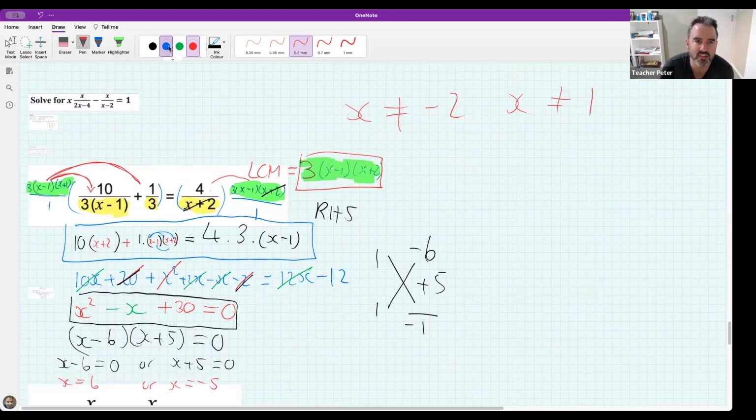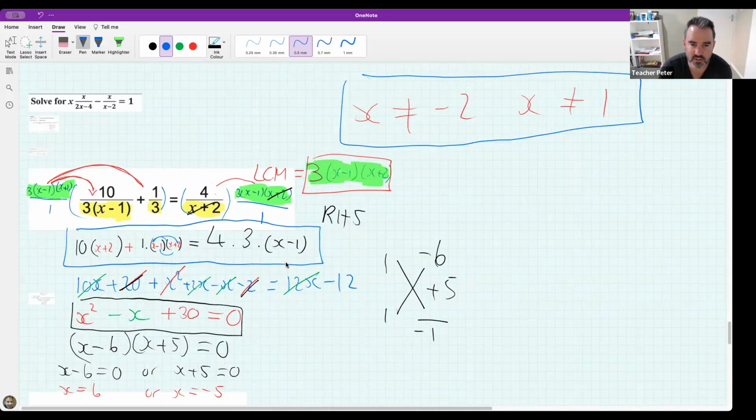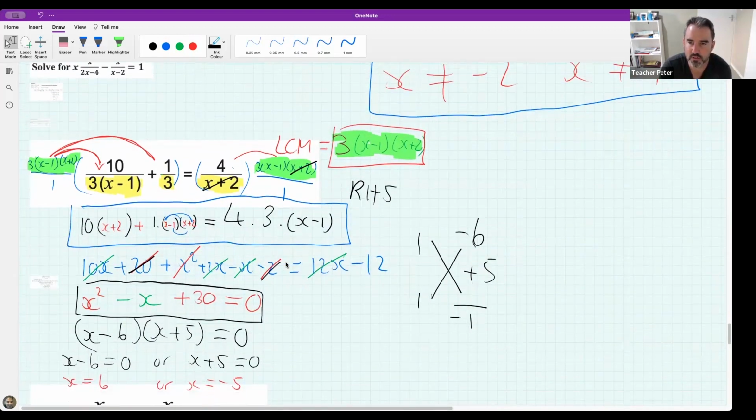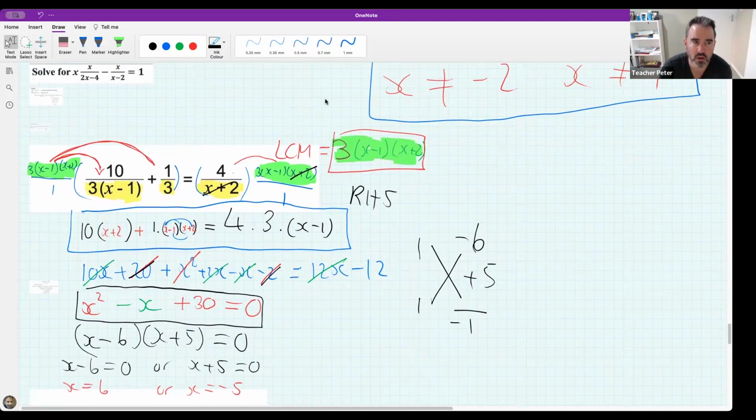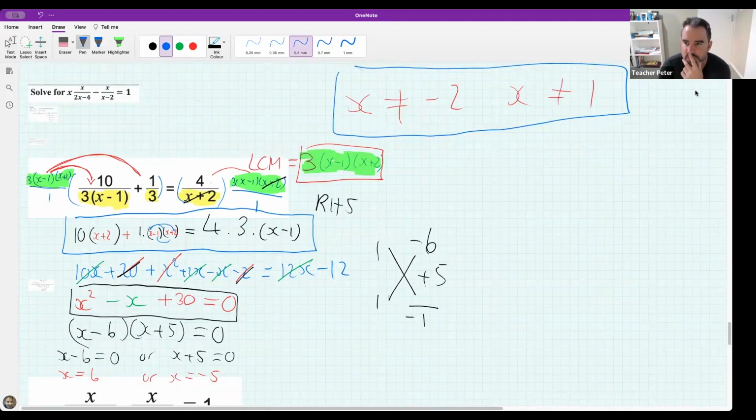Why could x never be minus 2 or never be 1 in this question? Who knows why x is not allowed to be those two values? What problems would that cause? You can pop your hand up and just tell me if it's easier than typing. Typing takes a long time.